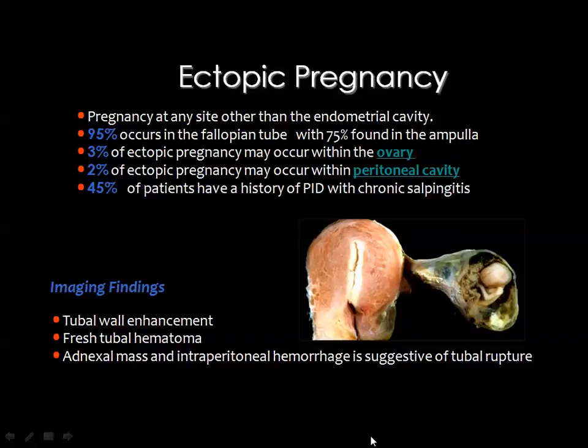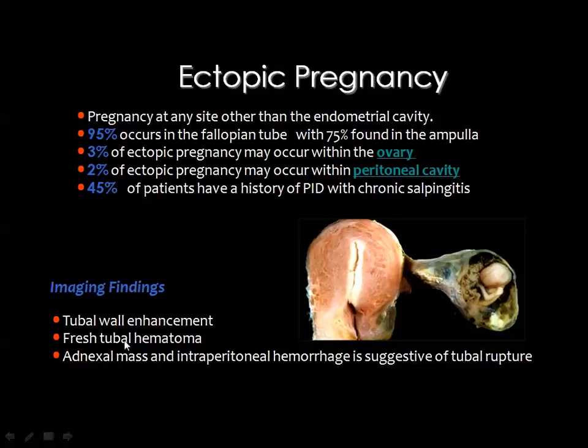And ectopic pregnancy means that the pregnancy is occurring outside the uterine cavity. 95% occurs in the fallopian tube. 3% occurs in the ovary itself. 2% occurs in the peritoneal cavity, and about 45% of these patients have a pelvic inflammatory disease or chronic inflammation of the fallopian tubes that hinders the passage of the ovum, and it rests anywhere along its course, resulting in this ectopic pregnancy.